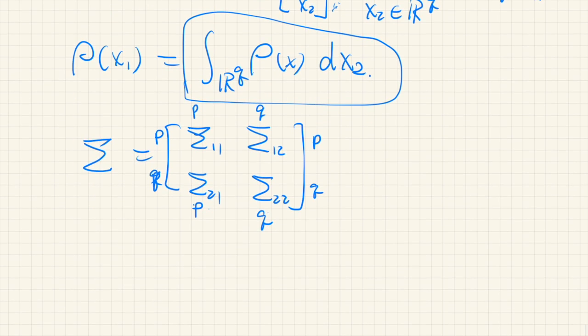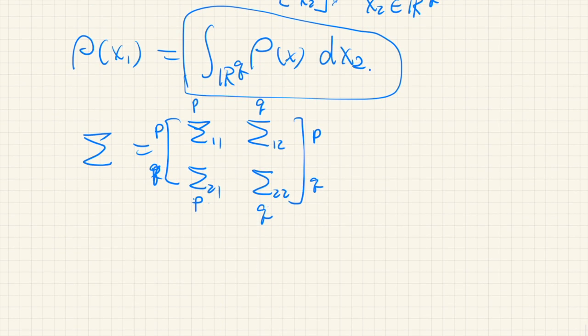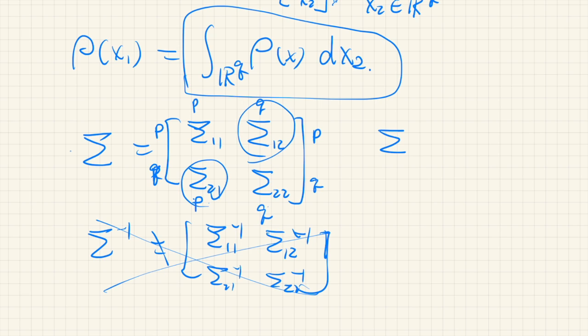But one problem is that we need sigma inverse, right? But sigma inverse is not exactly this. It's not sigma 1,1 inverse, sigma 1,2 inverse, and sigma 2,1 inverse, sigma 2,2 inverse. This is wrong, but it's a little bit more complicated. By the way, since the covariance matrix is symmetric, sigma 1,2 and sigma 2,1 are transposes of each other. So sigma 1,2 is equal to the transpose of sigma 2,1, and vice versa.